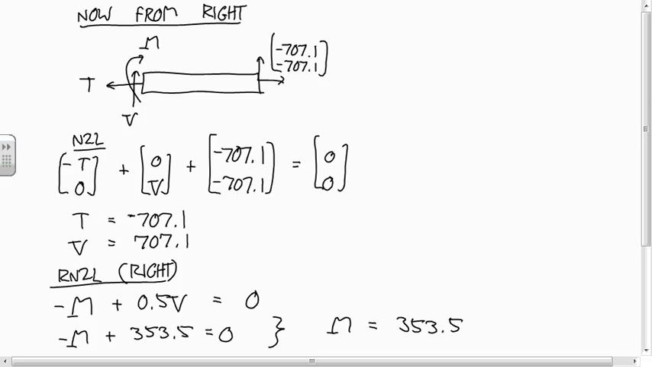Wait a second. Minus, oh yeah, that's clockwise, right? Thank you. Okay, so since our about point is here, a positive value of V would cause a clockwise rotation about this about point. And so this should appear here as minus 0.5 V. And so this is minus. And so M is negative 353.5.